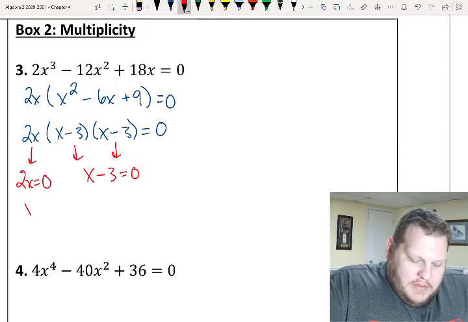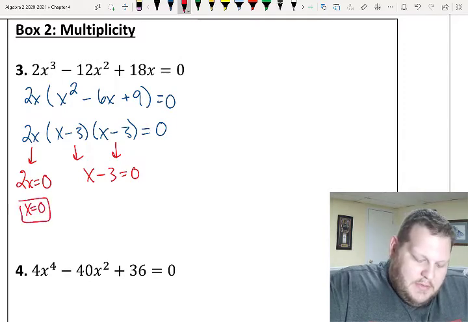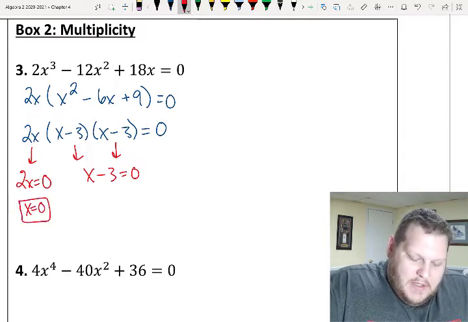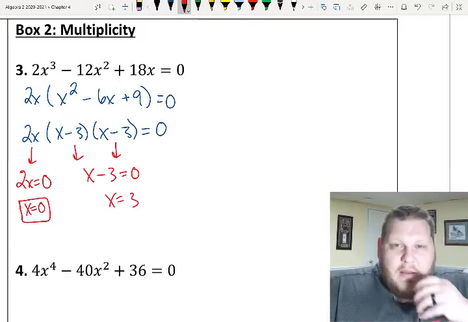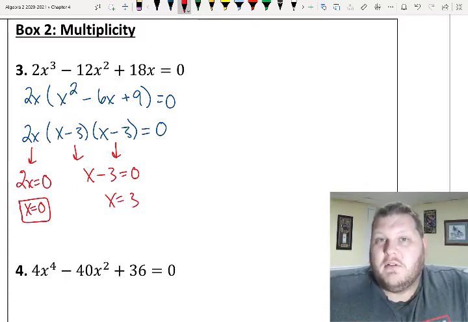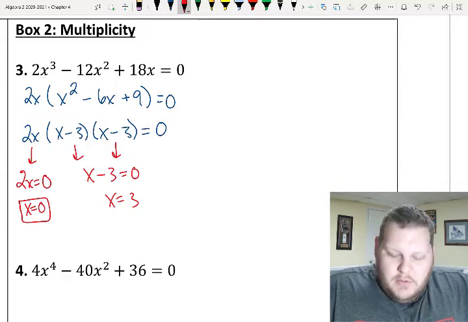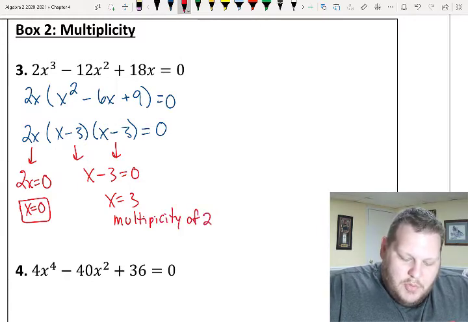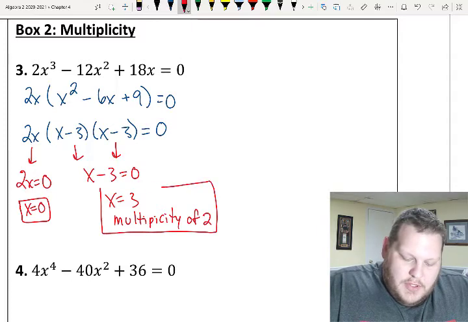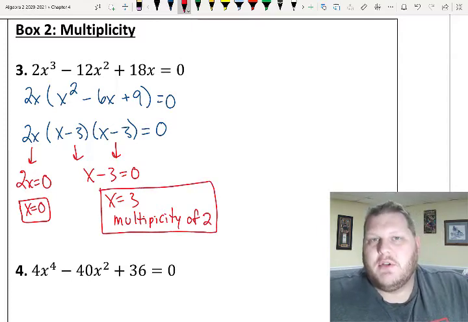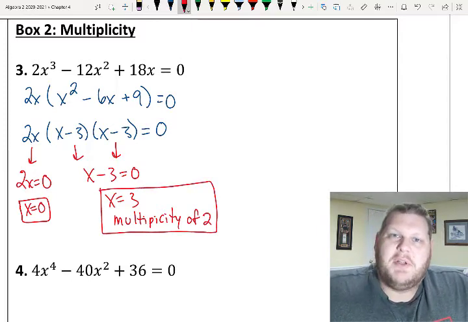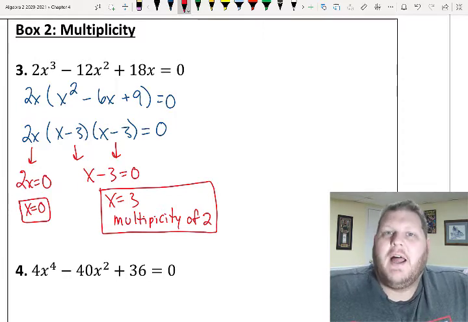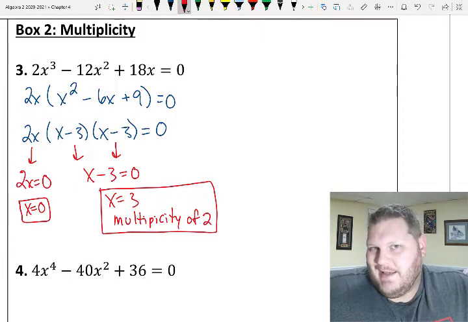So I'll go through and still do this. So x equals 0 here is my first solution. And then here we get x is positive 3. But two of my original factors gave me that solution. So I just write in here that this has a multiplicity of 2, meaning that solution appears twice in my original equation. So that's what multiplicity is, just saying multiple times in my original equation, I got this as a solution.